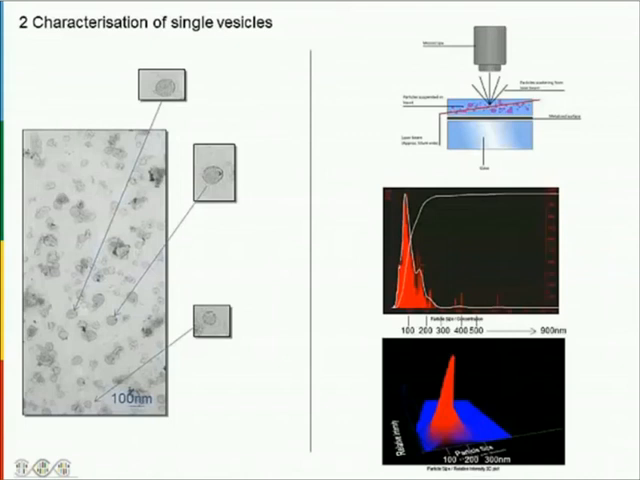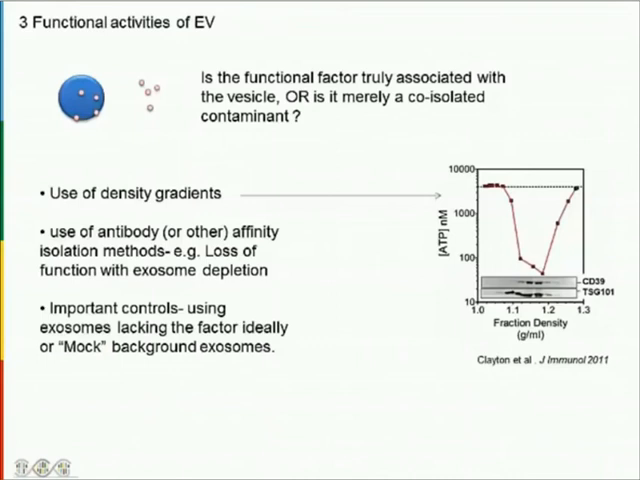Lastly, and this is a really important point that many researchers slip up on, you have a function ascribed to your vesicle. You will get the question: how do you know that that is truly a vesicle-driven function and not a function related to some contaminant in your vesicle preparation, something soluble that also co-pellets with your vesicles? So this is a very difficult question to address.